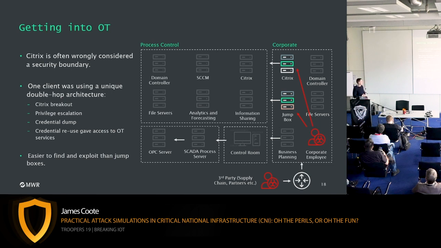Well, on one of these engagements, what we were able to do was, as a normal user, break out of Citrix in the corporate, escalate privileges on there, dump the credentials, and at that point, we have legitimate users within the corporate domain. And there was something very simple, like password reuse, that enabled us to then access the Citrix instance in process control. And that's just one of the attack paths, but it highlights the speed at which someone can go from the corporate environment to accessing the OT-specific applications that are actually controlling these physical processes.